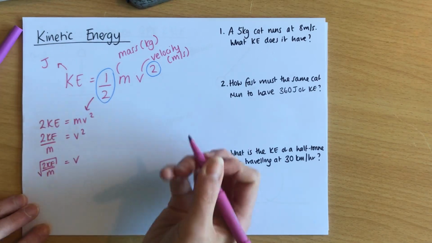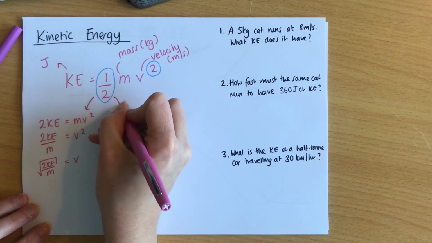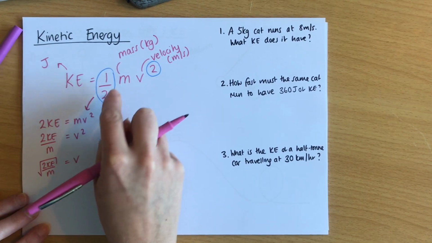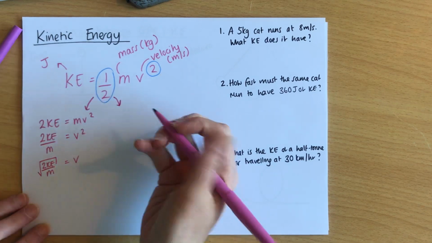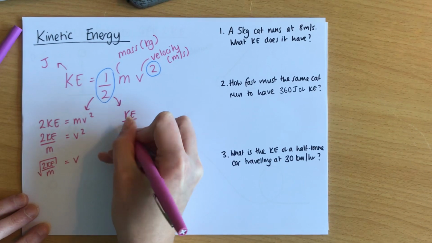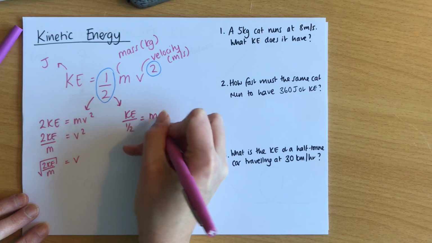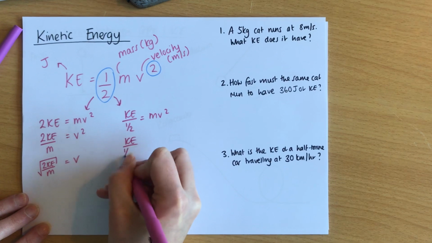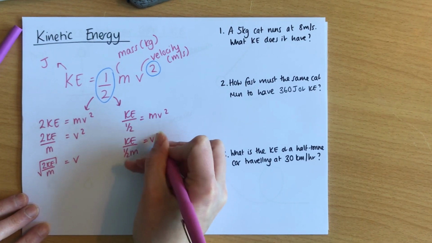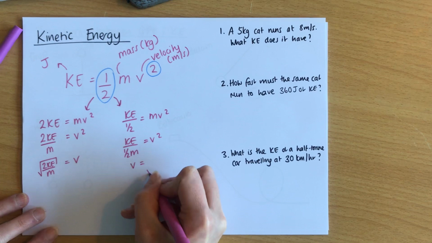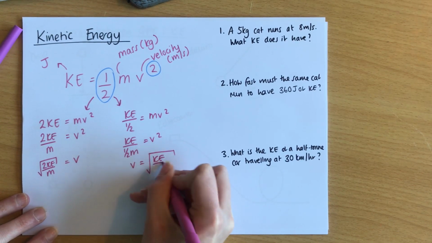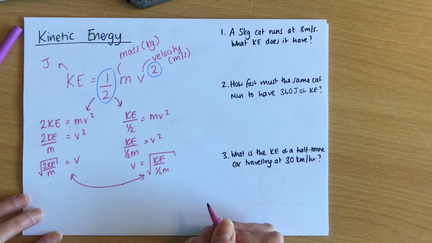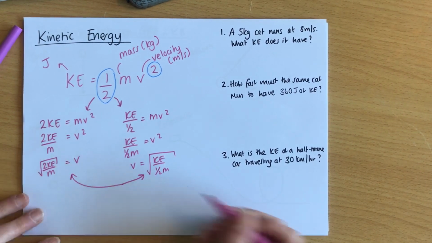The other way I can do this is to deal with the half slightly differently. Instead of dividing by 2, I can say I'm multiplying by a half. So to get it to the other side, I need to divide. So I can write KE divided by 1/2 equals mv squared. Bring the m down like over here. So KE divided by 1/2 m equals v squared. And then v would equal the square root of KE over 1/2 m. Both of these equations are equivalent to each other. They're exactly the same. Dividing by a half is the same as multiplying by 2.